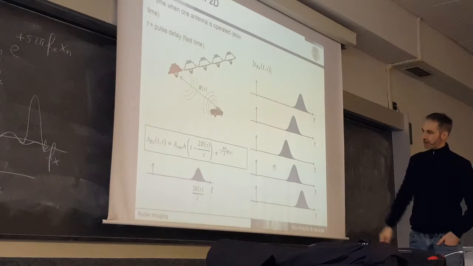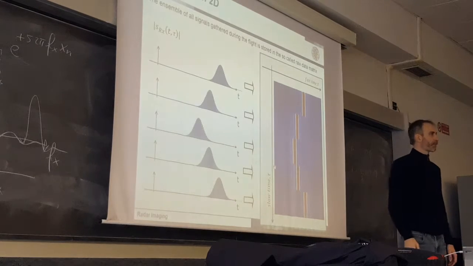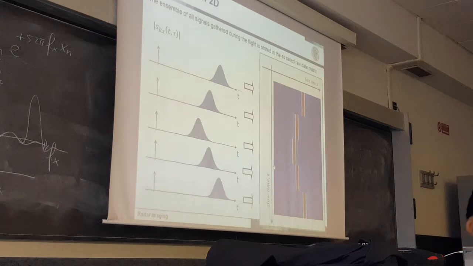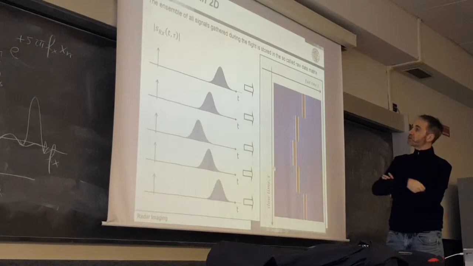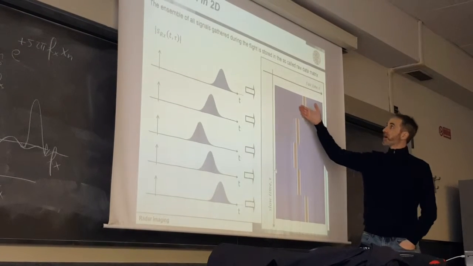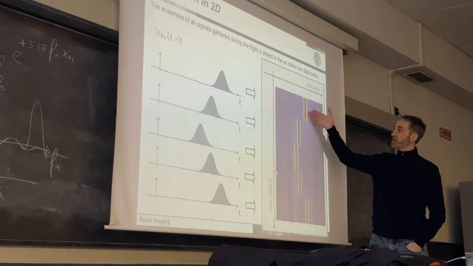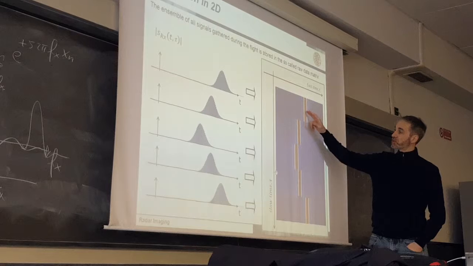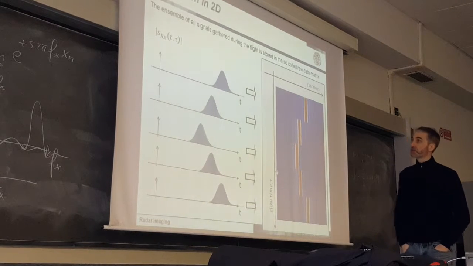So this is a cartoon. This is real data, of course, a simulation done in MATLAB. But so this is the matrix, which is called the raw data matrix. And you see for each row, I have a compressed signal. And so you see here how this matrix looks like.